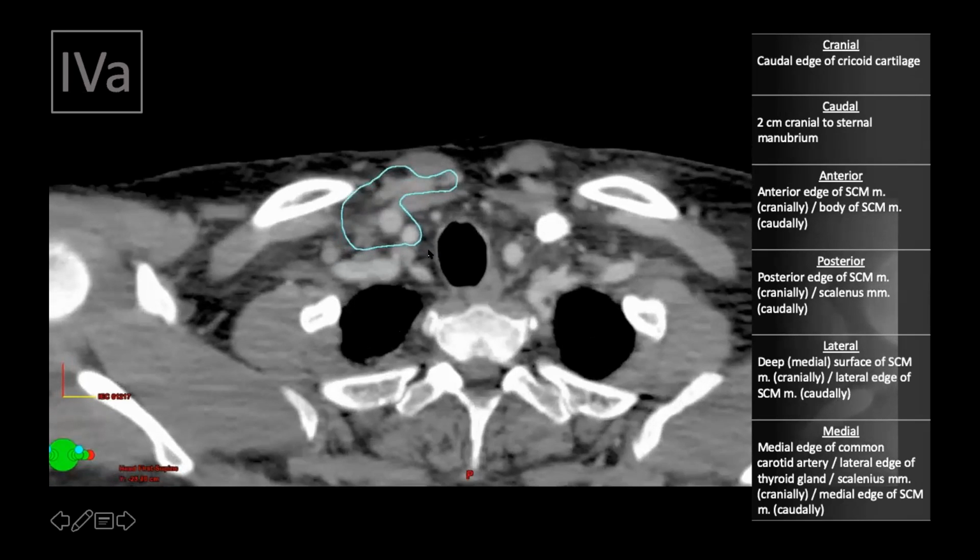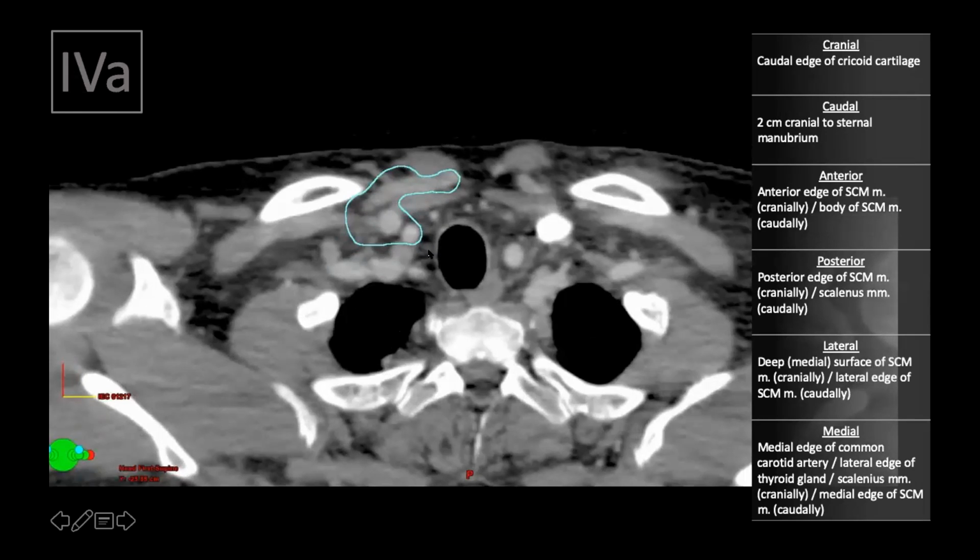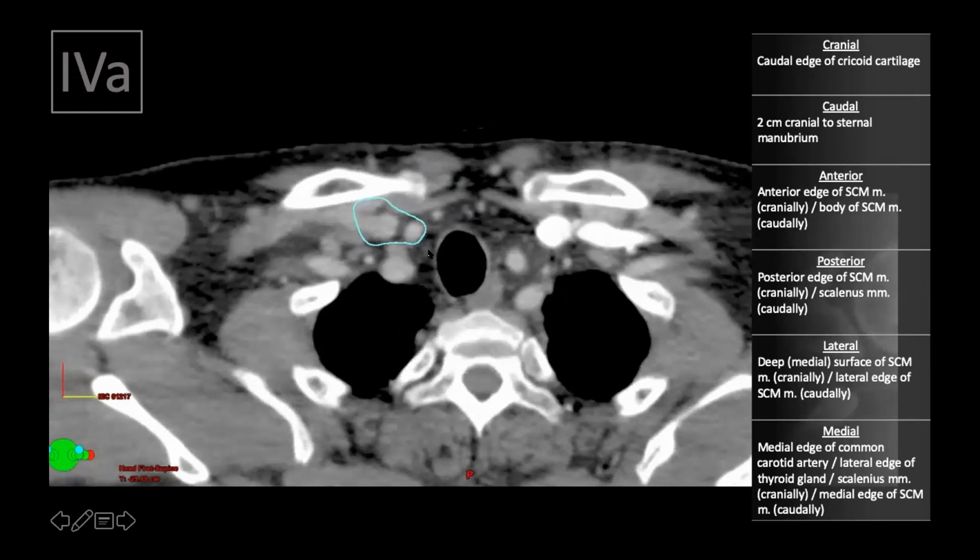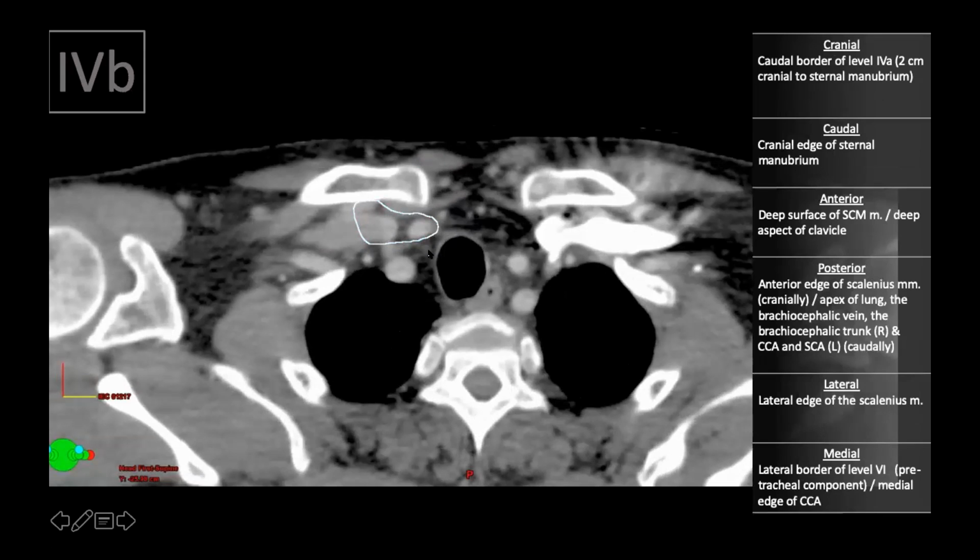So at 2 centimeters cranial to the manubrium sterni, level 4A will become level 4B. So this is level 4B over here. Since you have the clavicle, the clavicle is anteriorly restricting. As you can see over here, the deep aspect of the clavicle will not allow me to contour anteriorly all the way over here. So I restrict my contours up to this level, up to the clavicle.